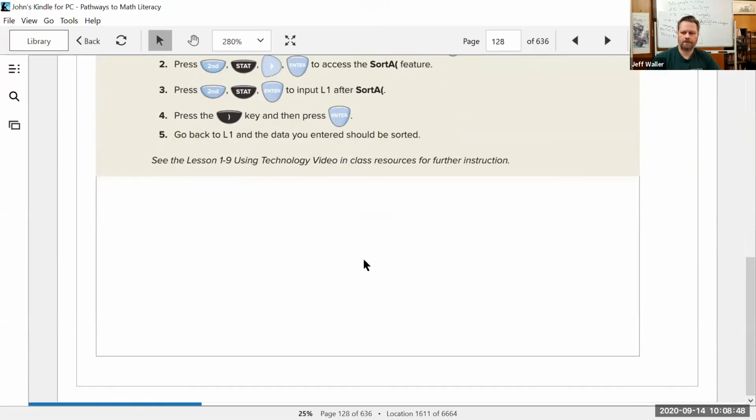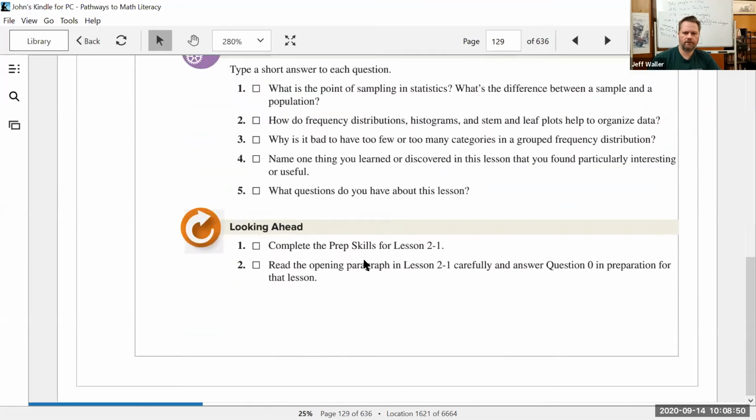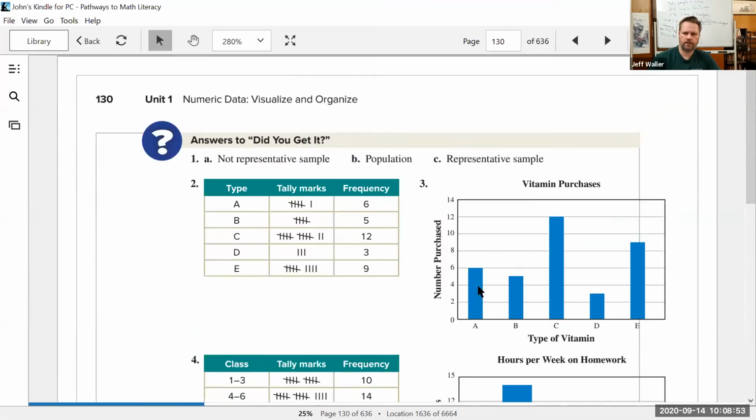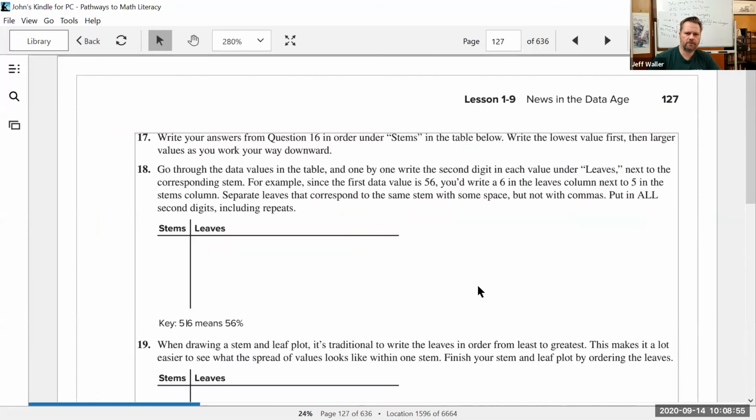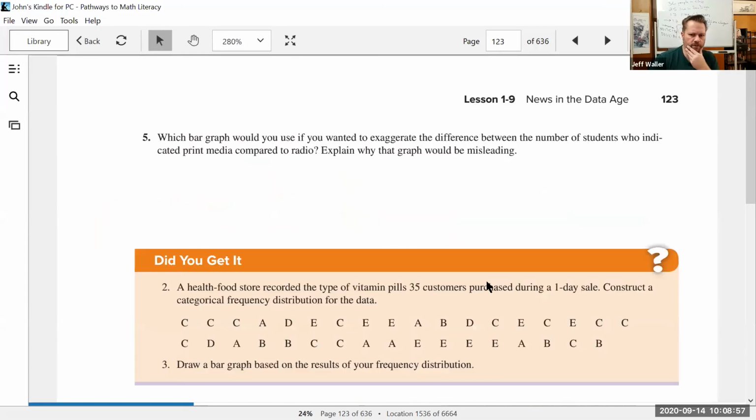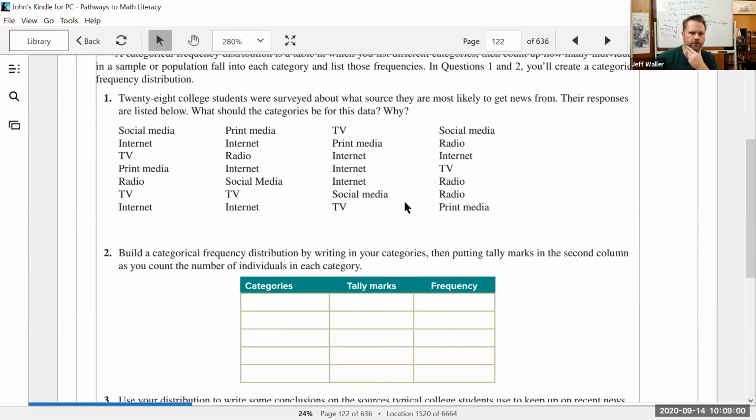Okay. I was going to preview the homework with you, but there's a couple things we have to talk about first. Let's do this. So this first problem, they give us 28 college students who were surveyed about what source they are most likely to get news from. And I did the same thing with some classes a while back. I think I might want to create a survey for you guys to fill out, because one thing I ask you, has anybody ever heard of a website called Reddit?